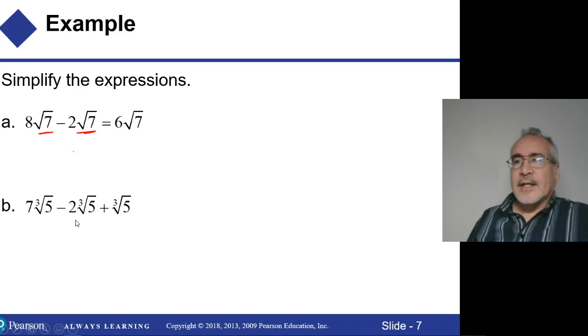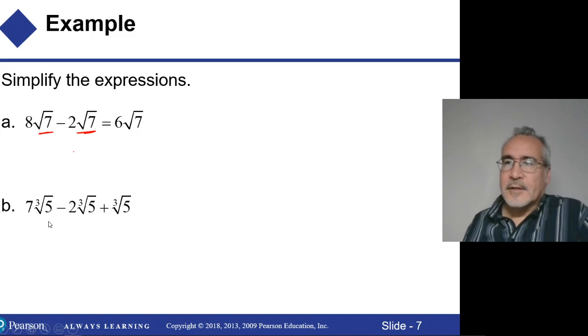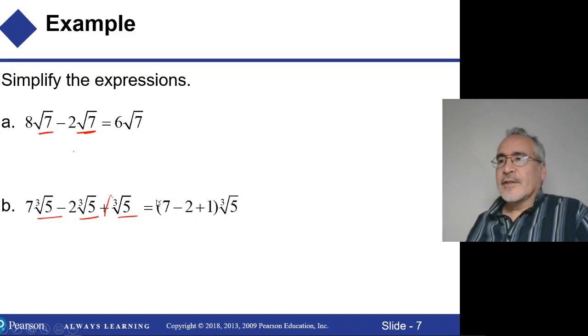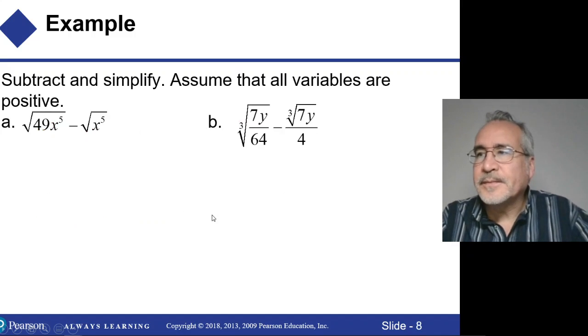Okay, down here again we have... it's not going to help me out here. Oh, there we go. We've got like terms, all three of these. So we got 7 minus 2 is 5 plus 1. Remember, there's sort of that invisible 1. Then we're going to get 6. Put it all together, 6 cube root of 5. Okay, but we need those like terms.